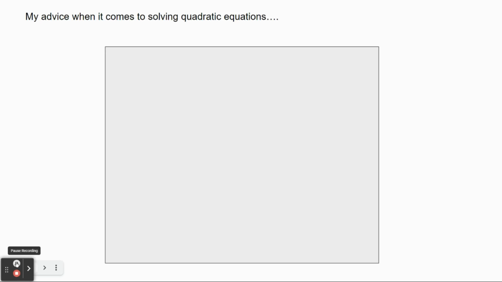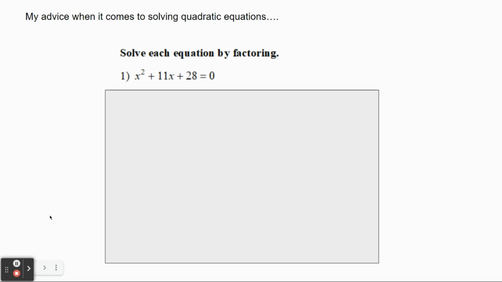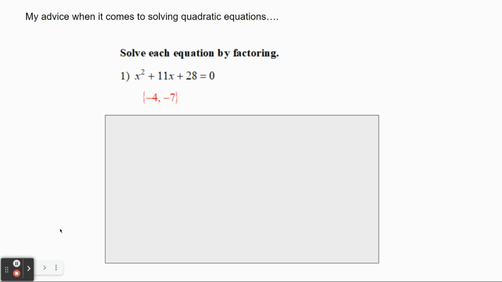When it comes to solving quadratic equations, I always give my students a little piece of advice, which is if you can factor it, go ahead and factor it. Looking at this first equation at number 1, I can multiply a times c together, get 28, and immediately I can think of two numbers that will add up to 11x, which would be 7x and 4x, and 7 times 4 is 28. Easily factorable and easily solvable that way.